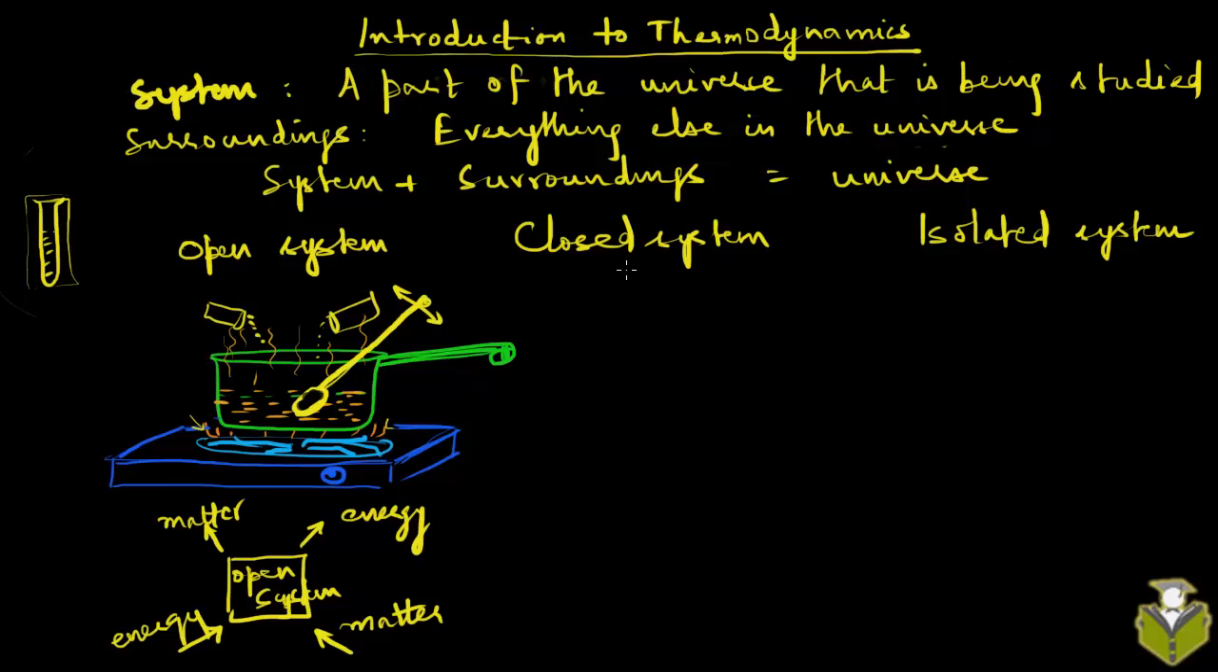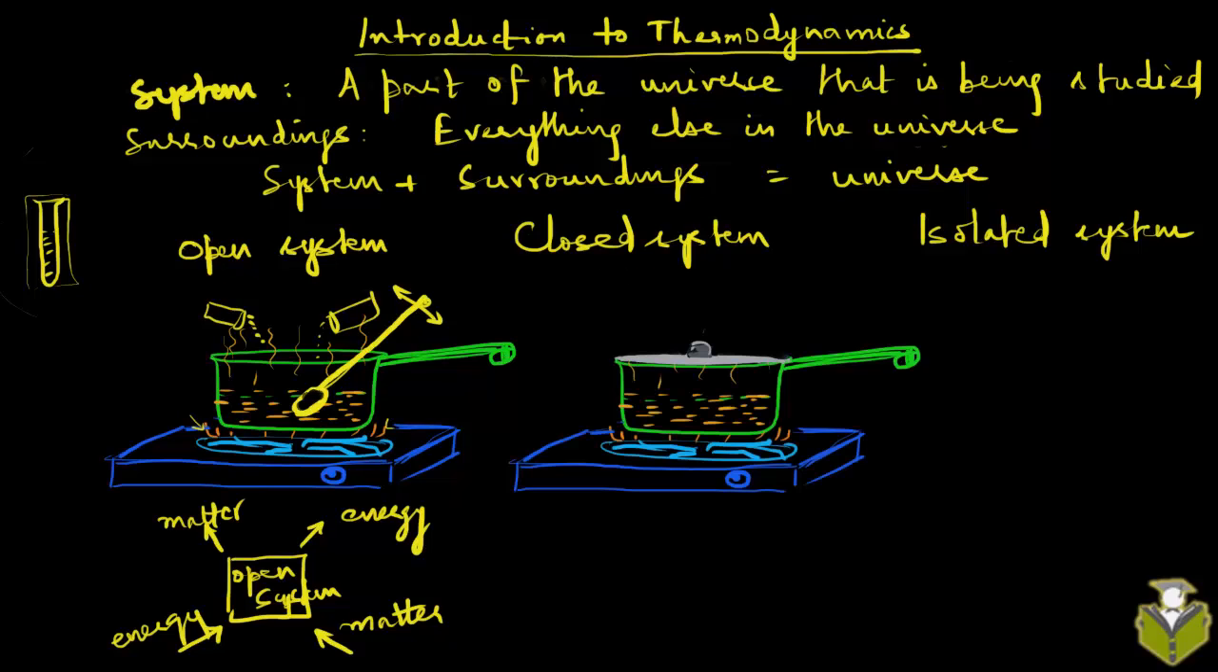So now coming to the closed system. I can make this saucepan a closed system by just putting a lid on top of it, right? It's as simple as that. So you're not letting the steam come out of the saucepan. Here what's happening is there is an exchange of energy between the system and the surroundings, but there is no exchange of matter, or no mass transfer.